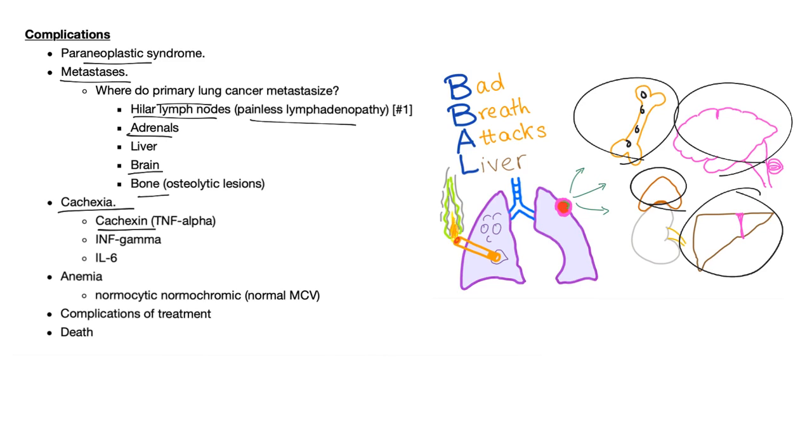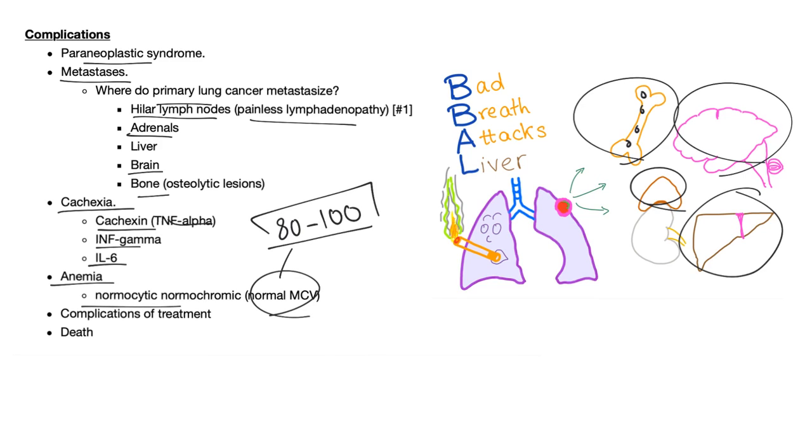Caused by cachectin or TNF-alpha, interferon gamma, and interleukin 6. Anemia is usually normocytic, normochromic with normal MCV. What's the normal MCV? Between 80 and 100. If you are naive. If you are super sophisticated, say 76 to 96. I don't care. Complications of the treatment and, unfortunately, death. Lung cancer is the most common cause of cancer-related death in the United States.